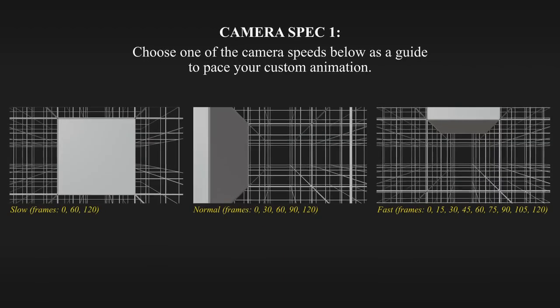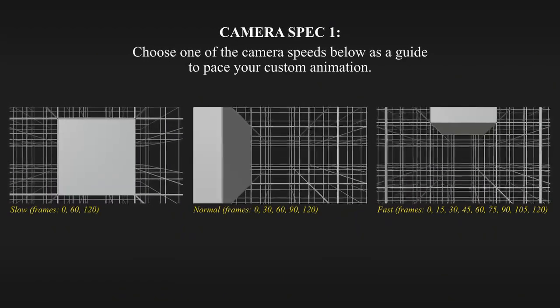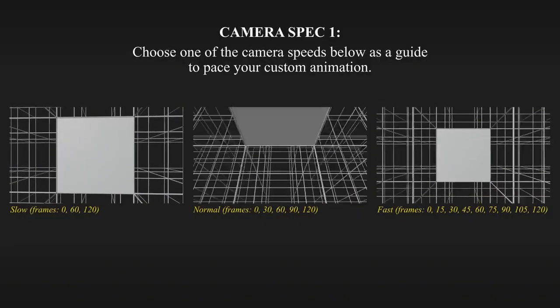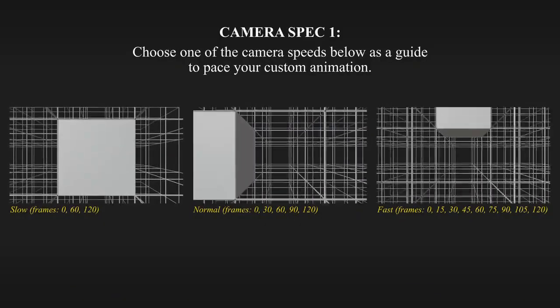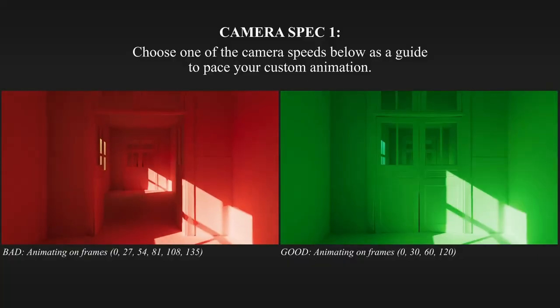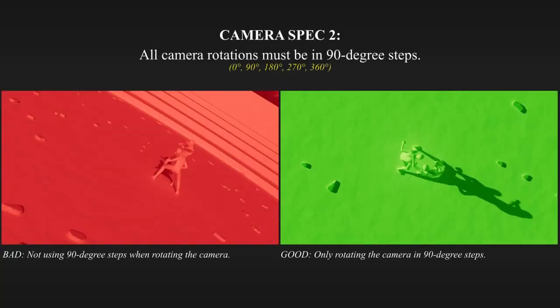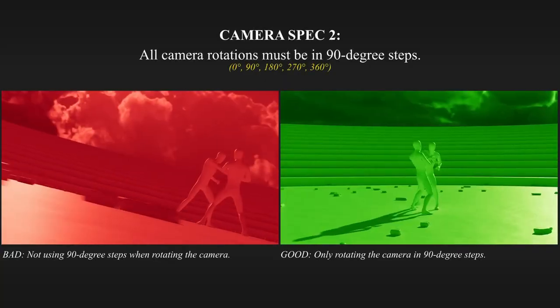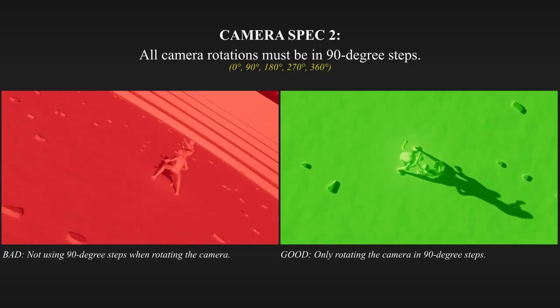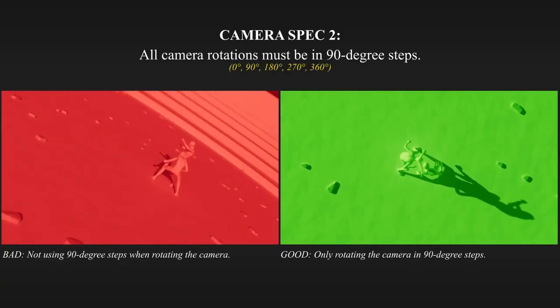The first camera limitation that we have is timing, and we have 3 speeds for you to choose from: slow, normal, or fast. Each of them have their respective keyframes that you can move the camera on. The normal speed example on the right is using the correct frames for timing, and the one on the left is not. The second limitation is 90-degree steps only. The video on the right is keeping to that rule, and the video on the left is all over the place. Don't be the video on the left.